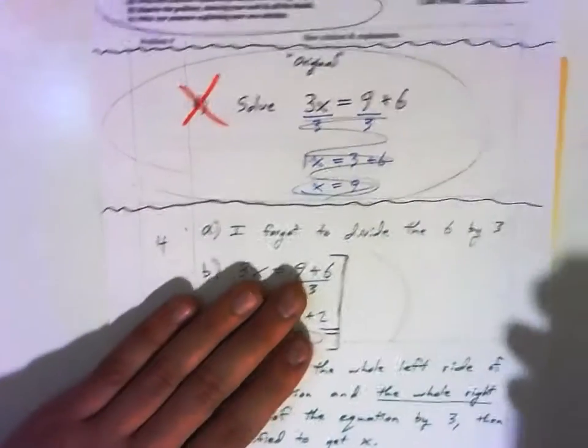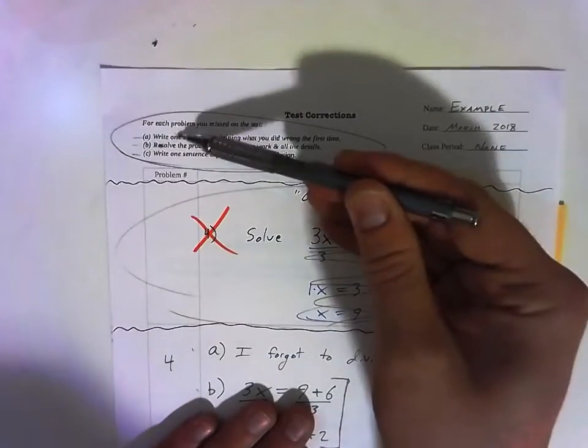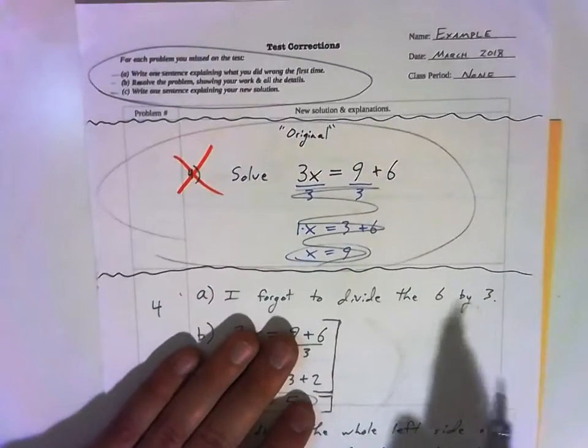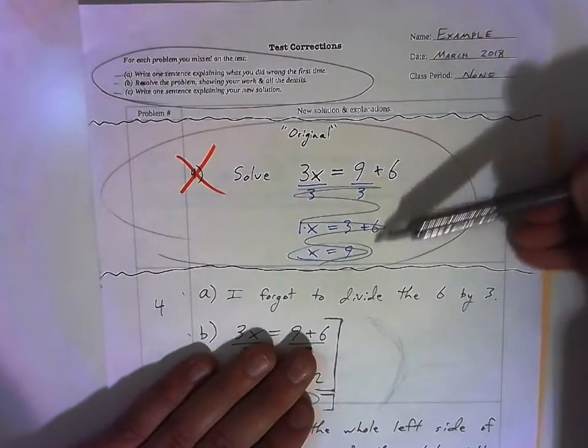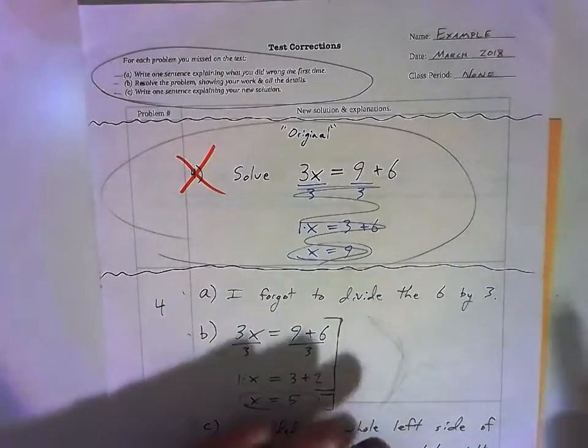First is this part, a sentence explaining what you did wrong the first time. I forgot to divide the 6 by 3. Okay, that's why I messed up here.